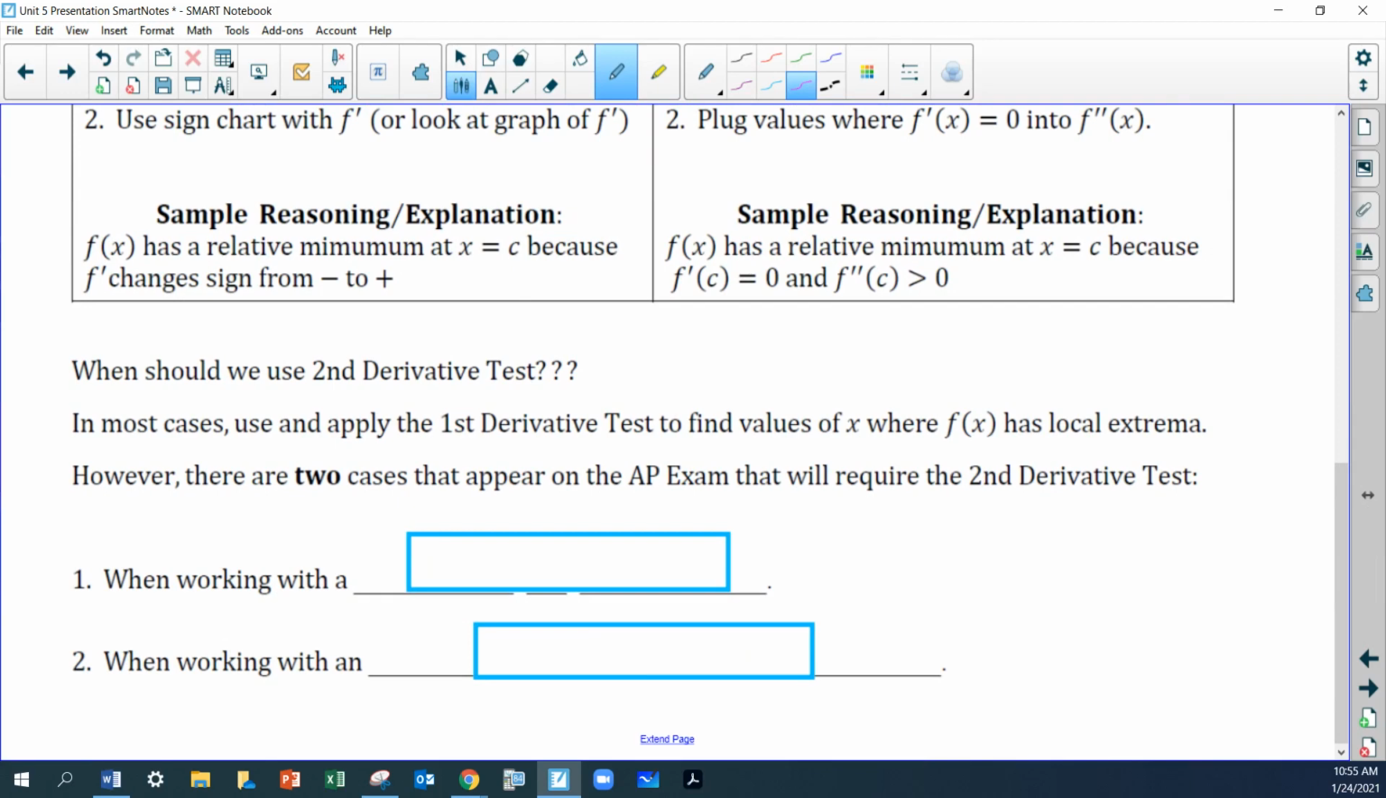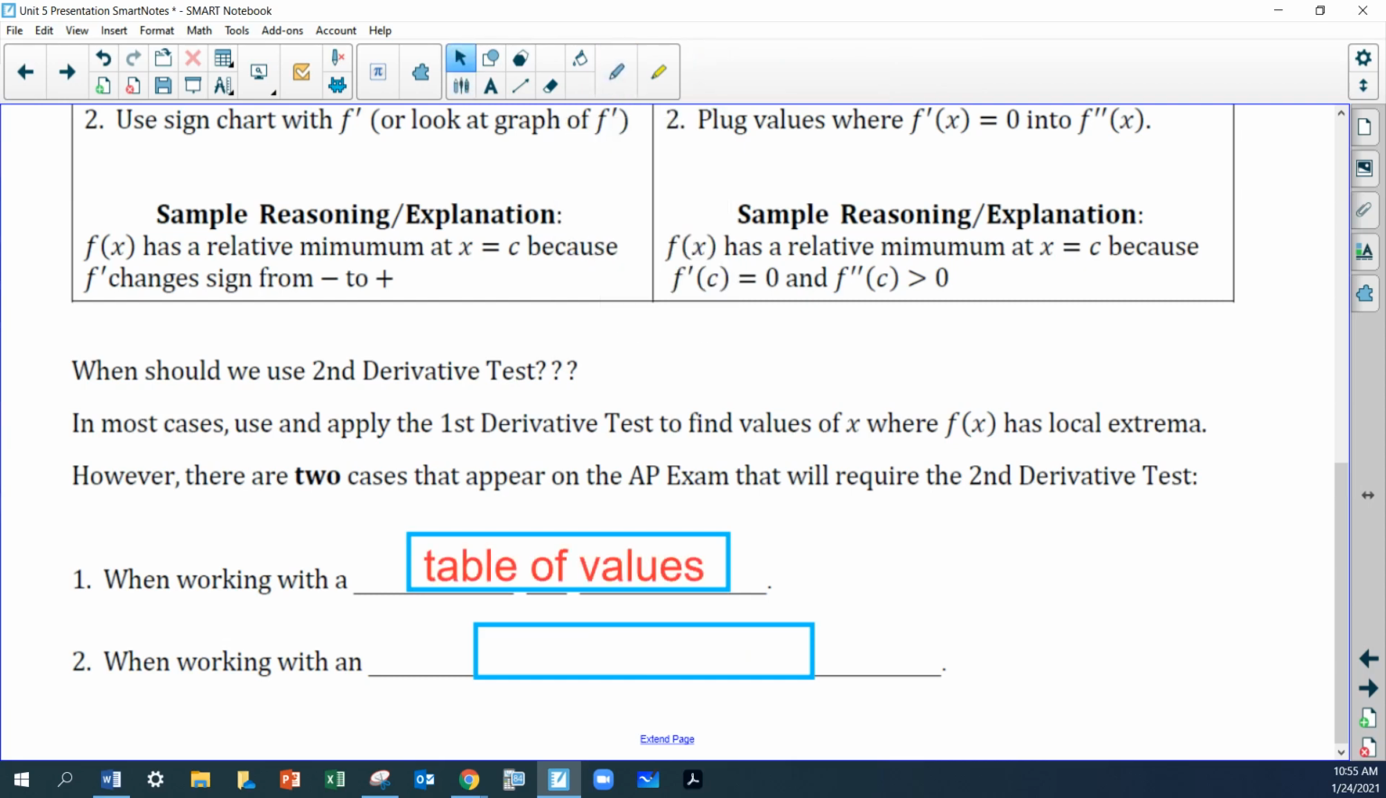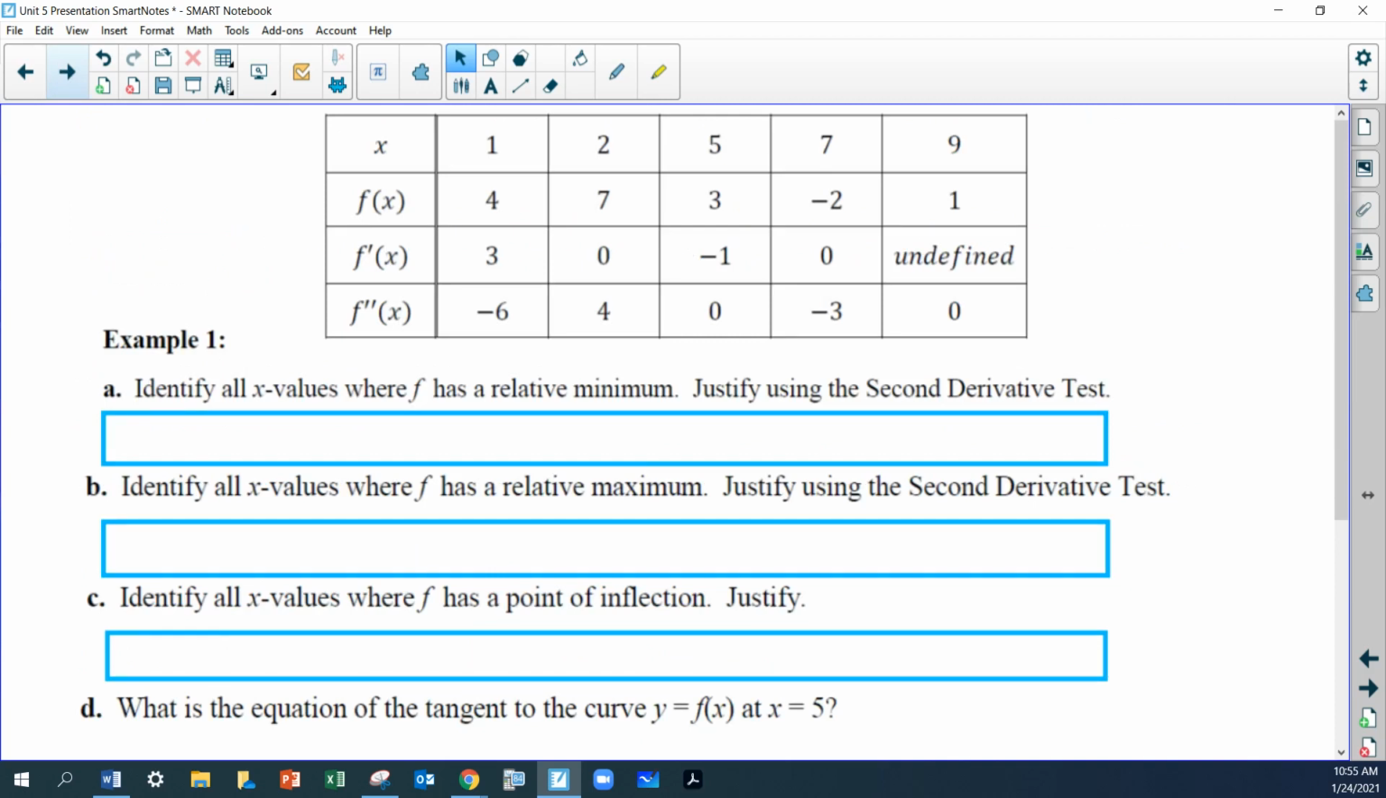And when should we use the second derivative test? In most cases, use and apply the first derivative test to find values of x where f of x has local extrema. However, there are two cases that appear on the AP exam that will require you to use the second derivative test. That's when you're working with a table of values, and also when working with an implicit curve, like the dy/dx stuff. Also, another time is when they don't provide you with the function, so you can't take a first derivative and make a sign chart.